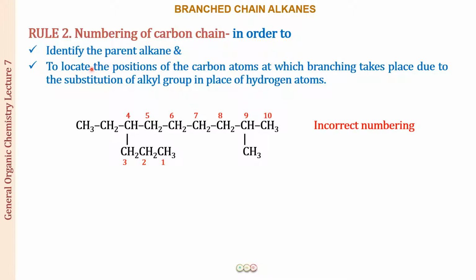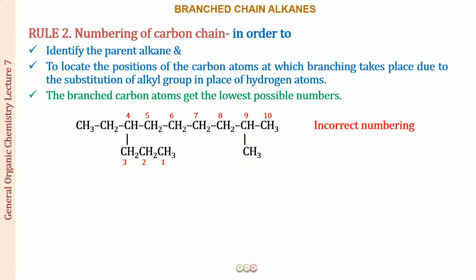So what we will be doing is to locate the position of the carbon atoms at which the branching takes place due to the substitution of alkyl groups in place of the hydrogen atoms. So we will just identify where we are having alkyl groups as the side chain. So here you are seeing the side chain at number 4, and here is one side chain at number 9. But now why is this incorrect? What you have to do is number the chain in such a way that the branched carbon atoms get the lowest possible number.